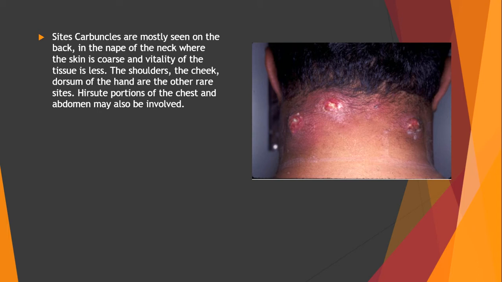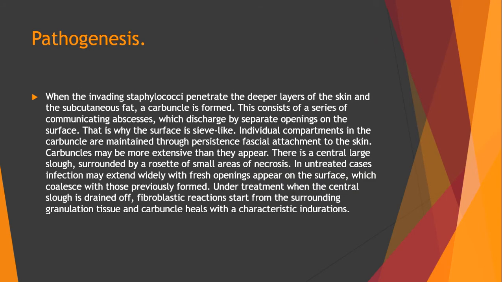Carbuncles are mostly seen on the back, in the nape of the neck, where the skin is coarse and vitality of the tissues is less, the shoulders, the cheek, dorsum of the hand, and other rare sites. Hirsute portions of the chest and abdomen may also be involved. Pathogenesis. When the invading staphylococci penetrate the deeper layers of the skin and the subcutaneous fat, a carbuncle is formed. This consists of a series of communicating abscesses, which discharge by separate openings on the surface.